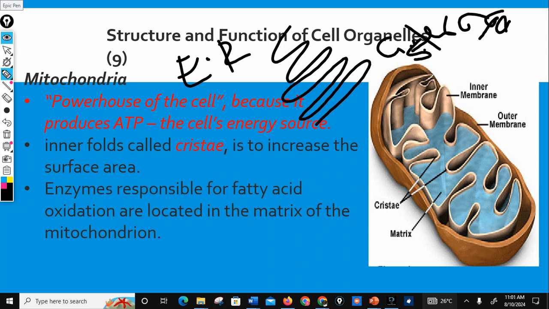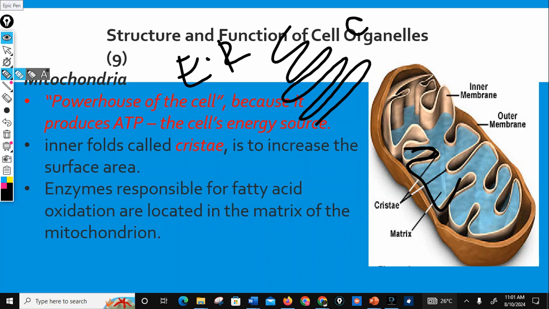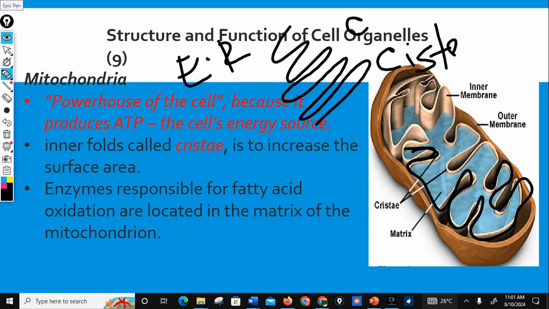Cisterna for singular, so cisternae for plural. While that of the mitochondria is called the cristae. These internal infoldings, we call them the cristae for this one, while for the endoplasmic reticulum they are called the cisternae, or cisterna for one, singular.